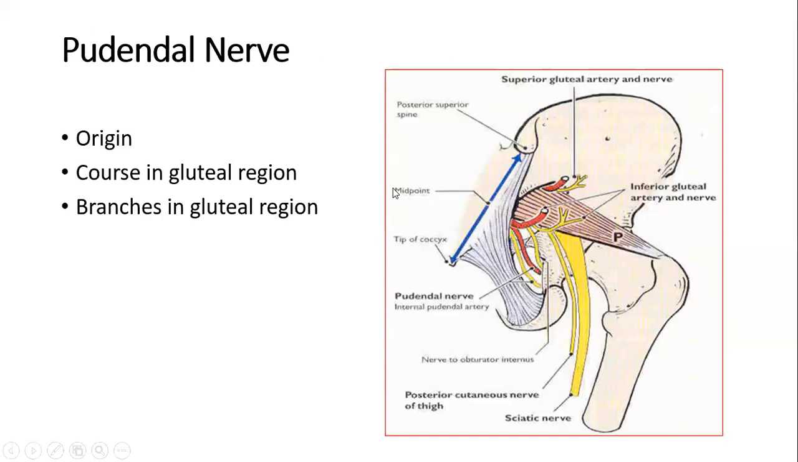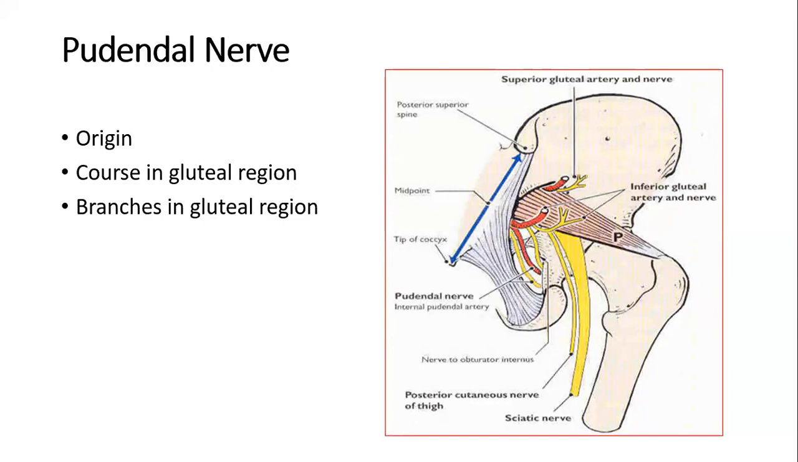Next, we have the pudendal nerve and the nerve to obturator internus. Both of these nerves arise from the sacral plexus. Both of these nerves together exit the pelvic cavity via the greater sciatic foramen below the piriformis. Both cross the ischial spine along with their respective vessels, especially the pudendal nerve along with its internal pudendal vessels. And both of these nerves leave the gluteal region by re-entering the pelvis via the lower or lesser sciatic foramen.